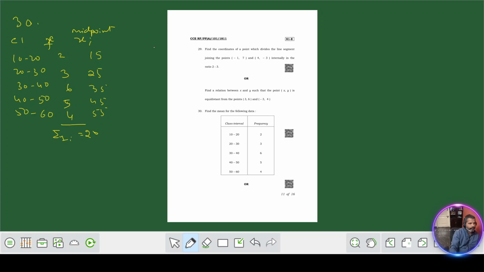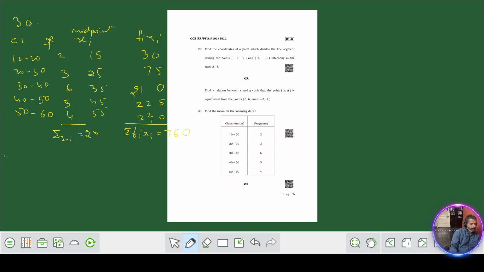So 15 2s are 30, 25 3s are 75, and when you multiply, 35 times 6 is 210, 45 times 5 is 225, 55 times 4 is 220. When you add that, you get sigma Fi Xi, which is 760.